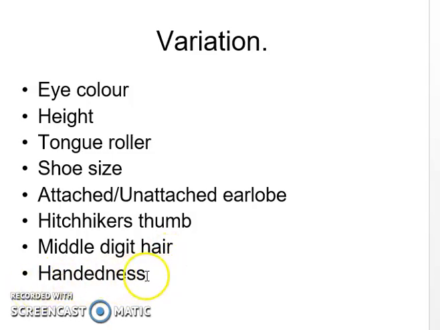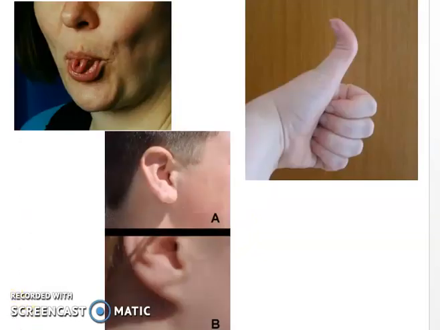And whether you're left or right-handed, they are all in the same bracket. If you don't know what tongue rolling is, I'll just show you tongue rolling. This is hitchhiker's thumb. This is attached or unattached earlobe so far.